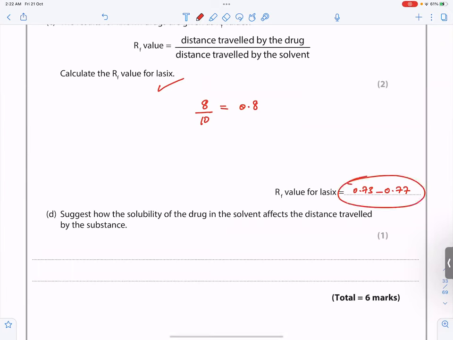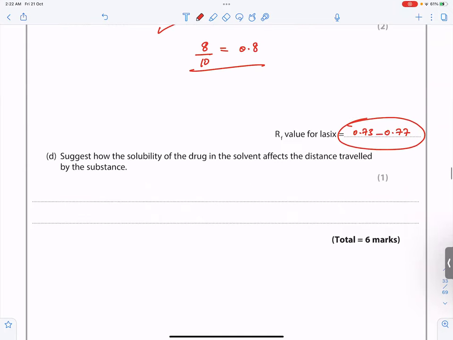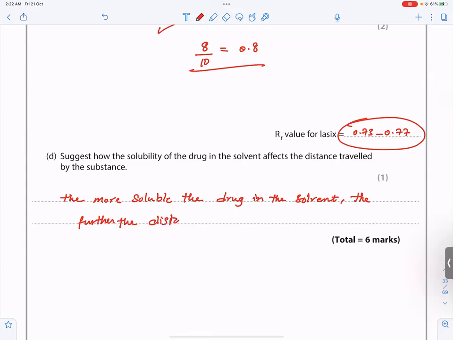طبعا ده بالرولر، انا هنا حاجة استميت كده، حاجة تقريبية كده بالتقدير يعني بالنظر. D, suggests how the solubility of the drug in the solvent affects the distance traveled by the substance. المفروض طبعا ان كل ما الدراج كان more soluble في السولفنت كل ما distance traveled هتبقى اكبر. يبقى هنا the more soluble the drug او اللي هي substance in the solvent the further the distance it travels on the paper.